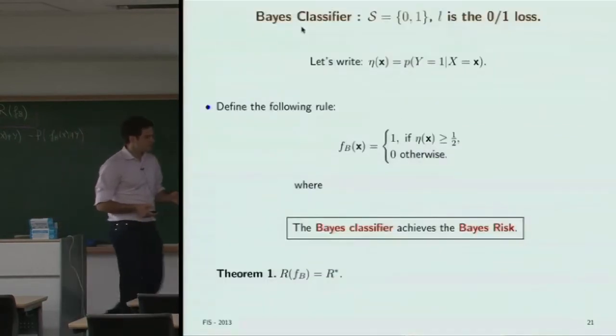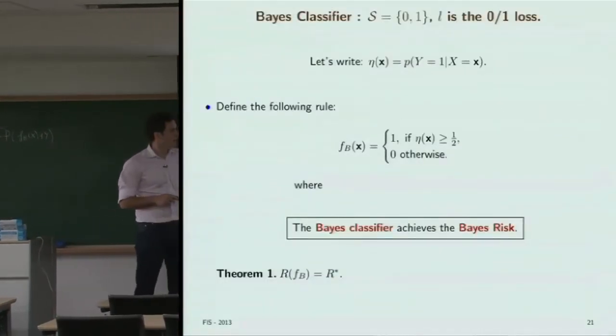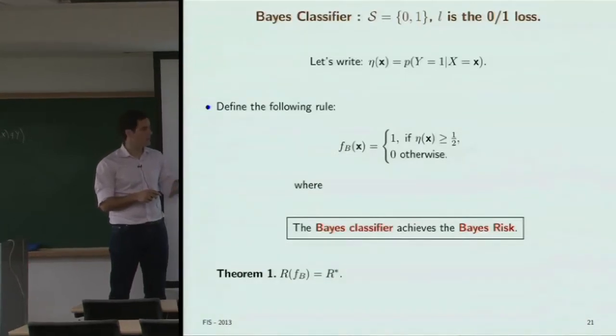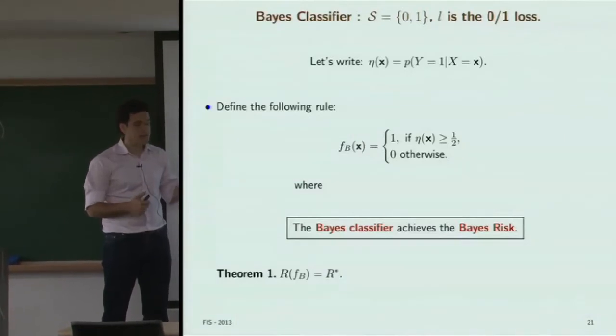So basically, if you know the probability, you can compute P of y equals 1 knowing x equals x. So we can compute the conditional probability. And this is enough to give you the best possible classifier. Okay?